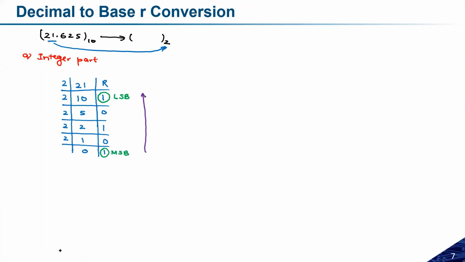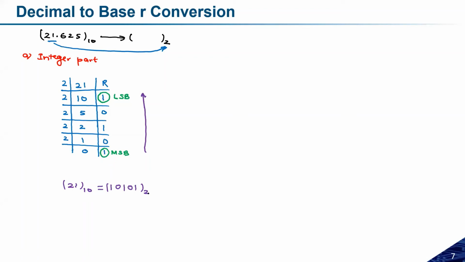So if we talk about the number 21 in the decimal number system, this will become 10101. By default it looks similar from both sides, but I have to start from the bottom, the MSB, and this becomes the binary number system conversion for the integer part. Okay, so this is how we can do that.